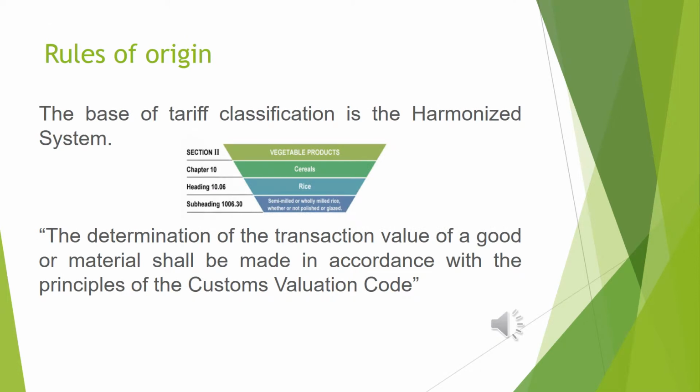The base of tariff classification is the harmonized system. The determination of the transaction value of a good or material shall be made in accordance with the principles of the customs valuation code. This means that to help promote the use of resources from the region, there is an elimination of tariffs that will apply to goods produced entirely in the region, goods with materials that comply with the tariff change, and or comply with the regional content requirement.